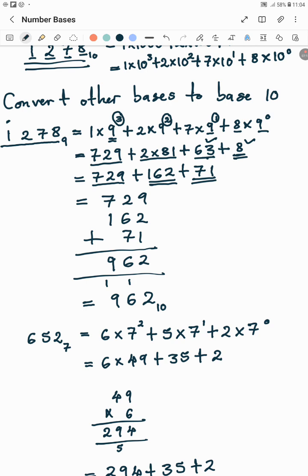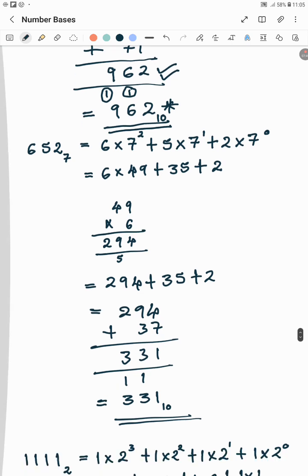And if you add here, you're going to get your answer is 12. So you're going to say 2 carry 1, and if you add 2 plus 6, you get 8, plus 7, you get 15, plus 1, you get 16. So you write 6 and carry 1, and then you add 7 plus 1, you get 9, and your answer becomes 962 base 10. So this value in base 9 is equal to this value in base 10.